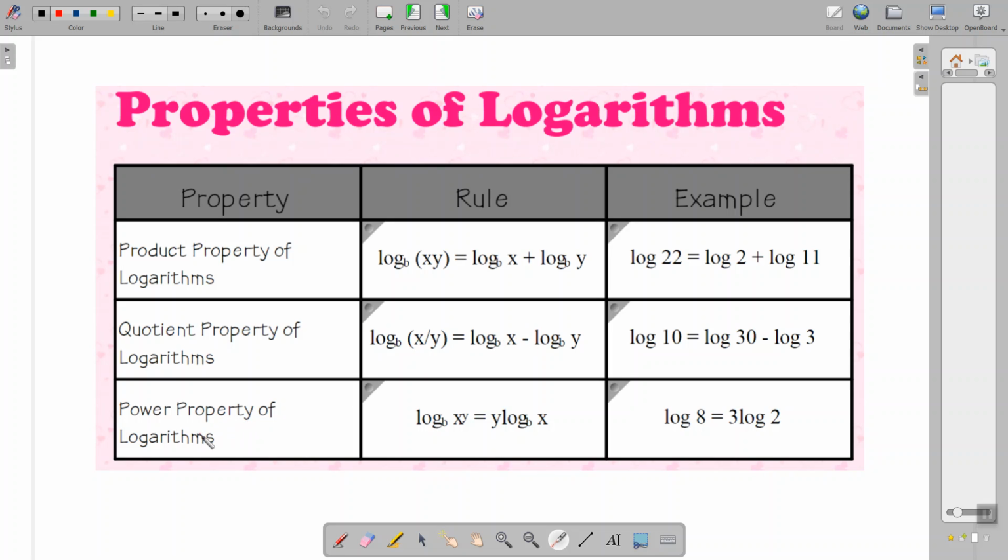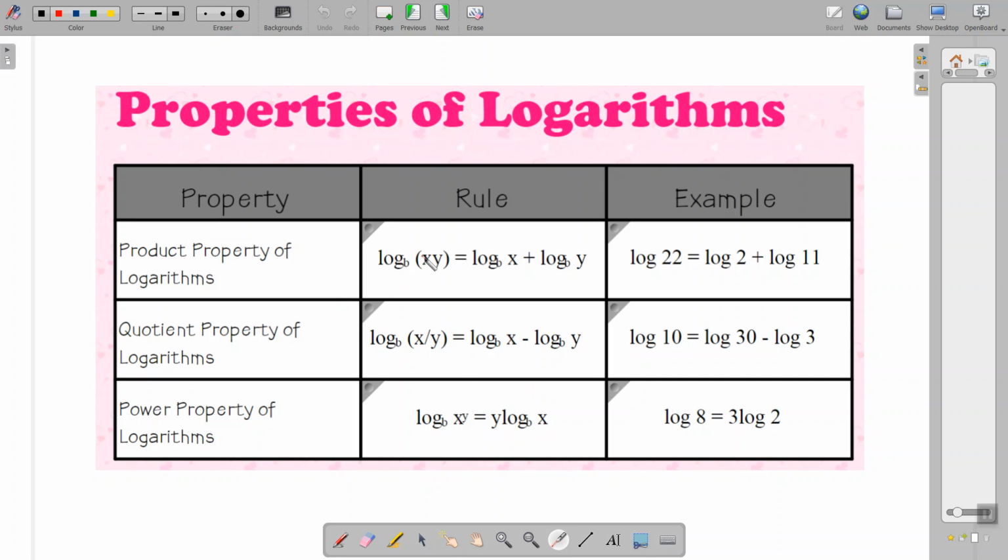And then finally, the power property of logarithms says if you have a logarithm with a power, that's a little hard to read, but that is x to the y power right there under the log, then that becomes a multiplication. In other words, the power y can move to the front as a coefficient, and it will be then y times log base b of x.